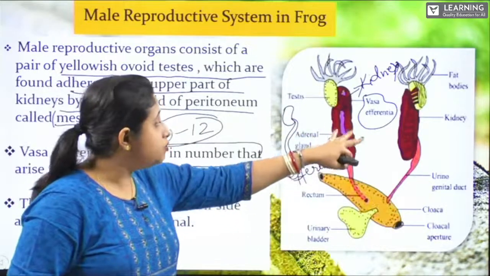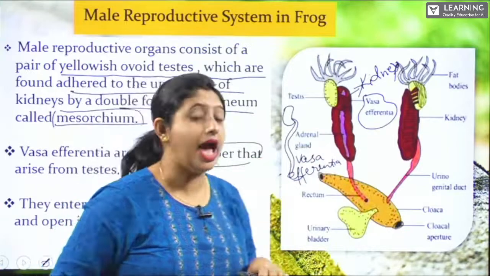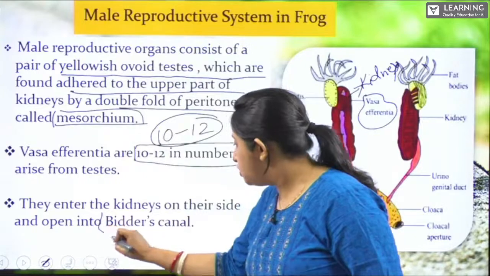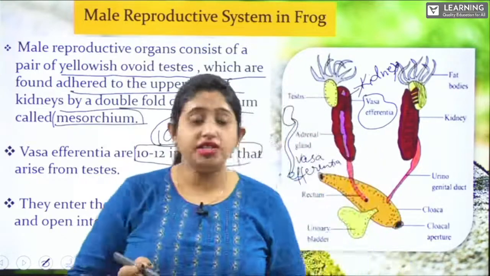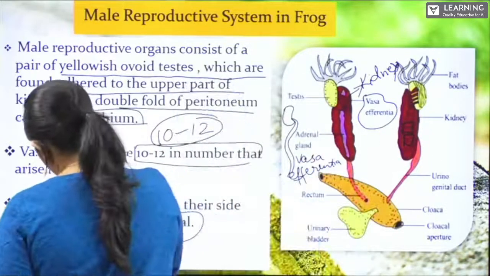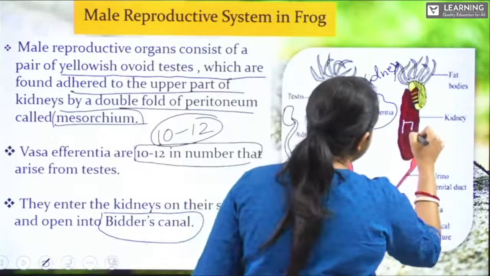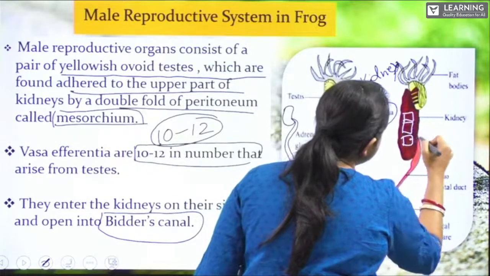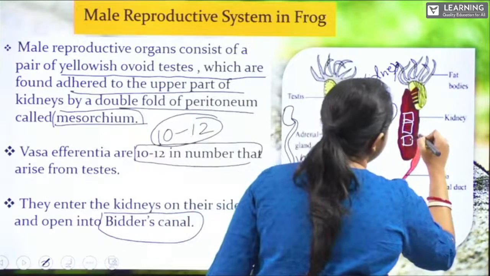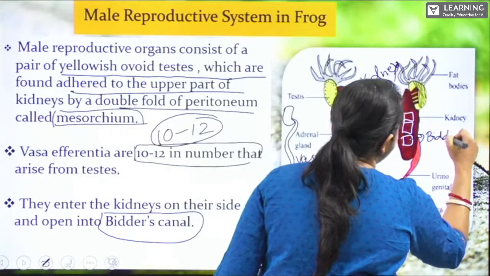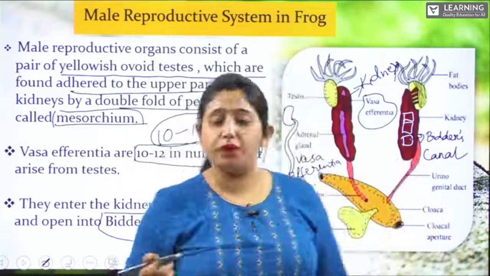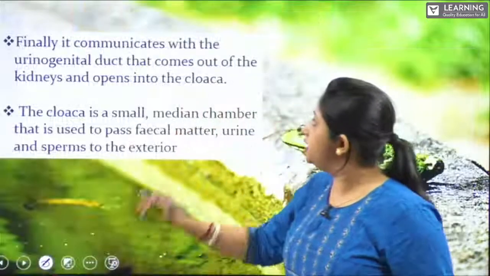They enter the kidney, and inside the kidney there are canals known as Bidder's canals. These canals are known as Bidder's canal. So what happens in the Bidder's canal?